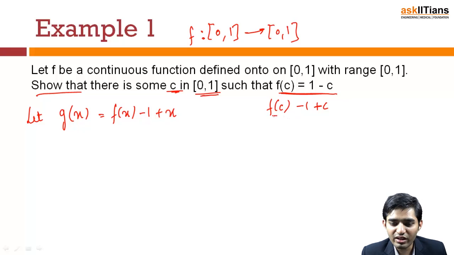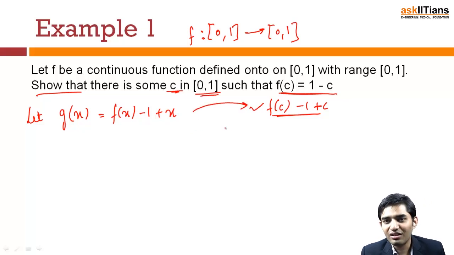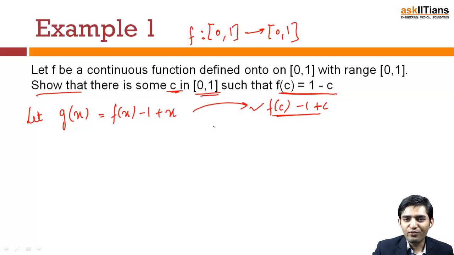I am considering some random function g(x). Where did I get the idea of g(x) from? I got the idea of g(x) from what I have to prove. So always keep in mind what you have to prove, and then define g(x) according to that only, because ultimately we have to reach there. So let me define a function g(x) which is f(x) minus 1 plus x. Now this f(x) is defined from [0, 1] to [0, 1].